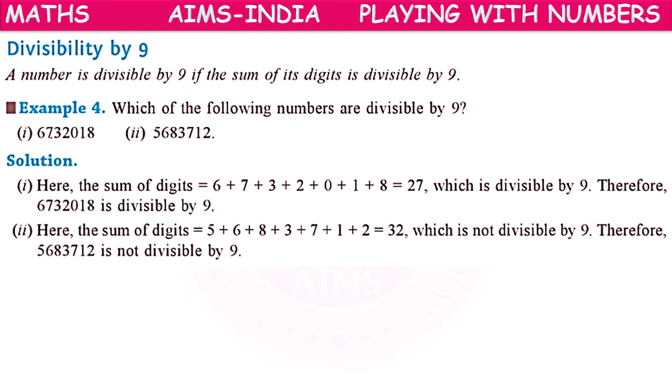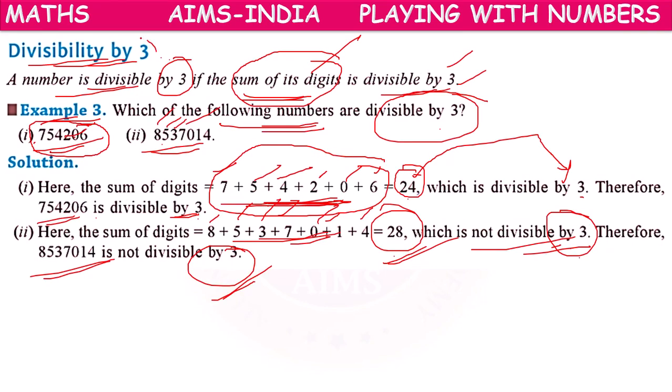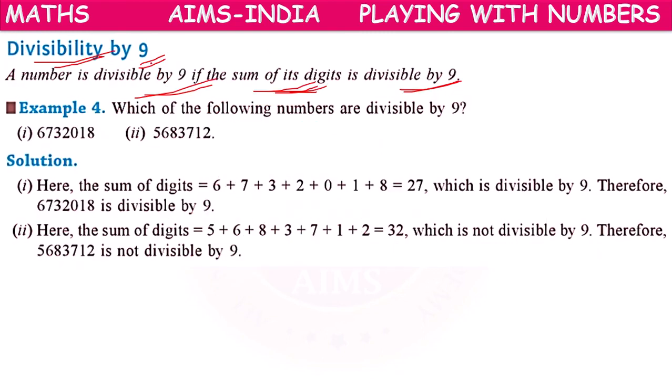Next. Divisibility by 9. A number is divisible by 9 if the sum of its digits is divisible by 9. It means the test for divisibility by 9 is the same as for divisibility by 3.